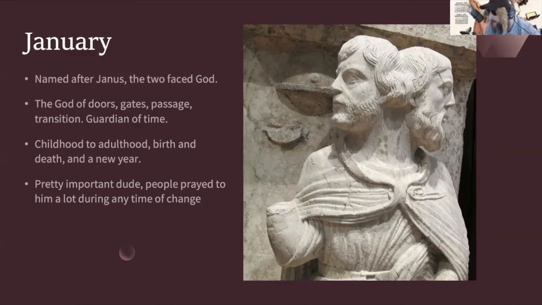The significance of the two faces is that one is looking into the past, and the other is looking to the future. It still makes sense today because we're transitioning to a new year, and obviously that's looking to the future. That's why we have New Year's resolutions and whatnot. It'd be pretty hard to rob him.